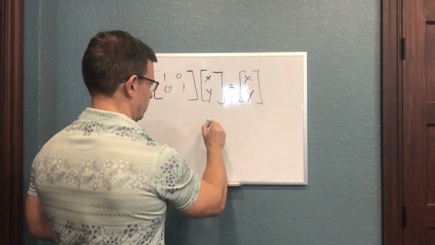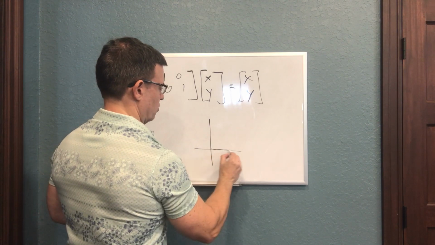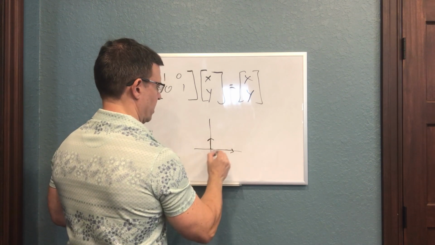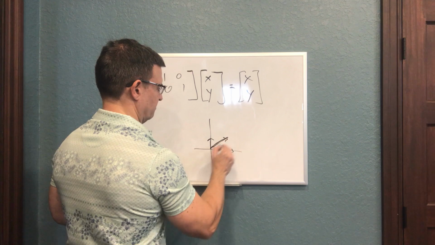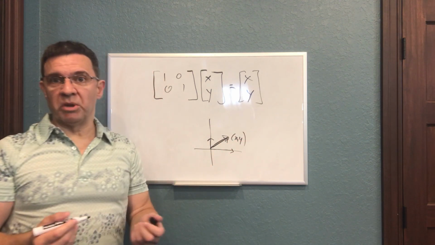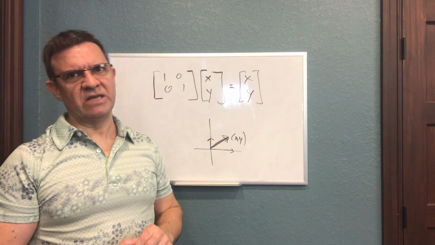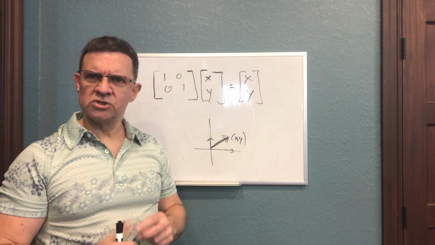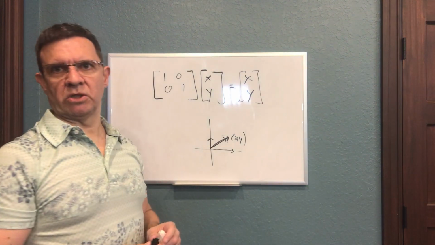Anytime you have a vector where you go over x, and you go up y, which means this is the resulting vector, x, y. If you actually multiply it by the identity matrix, it doesn't change. Okay, so what are some of the other matrices that we could actually look at?